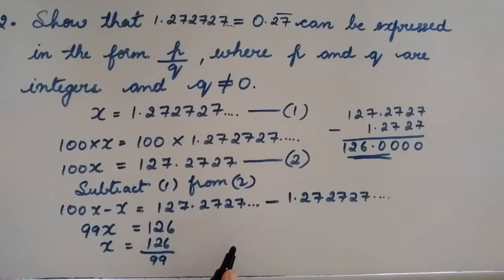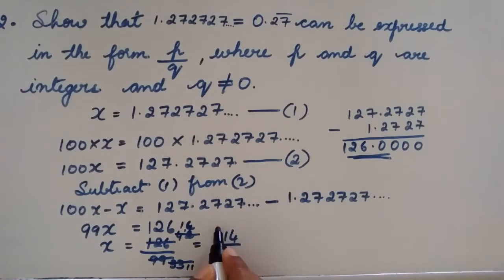So here, dividing by 3: 3 threes are 9, 3 threes are 9, 3 fours are 12, 3 twos are 6. And then you have 3 ones are 3, 3 ones are 3, and 3 fours are 12, which is equal to 14 by 11. So this is now in the form p by q.